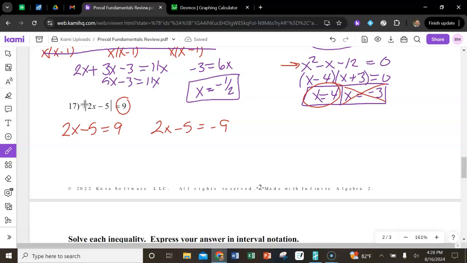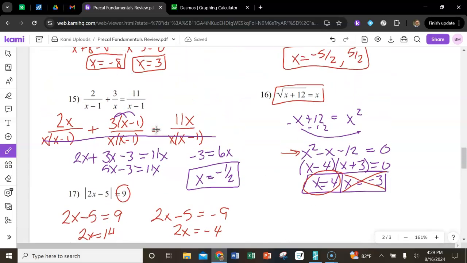Add 5, divide by 2. I would do that for both of these cases. If I add 5, I'm going to get 2x equals 14, so x is going to equal 7. And over here, if I add 5, 2x equals -4, so x would equal -2, and those are my two answers.